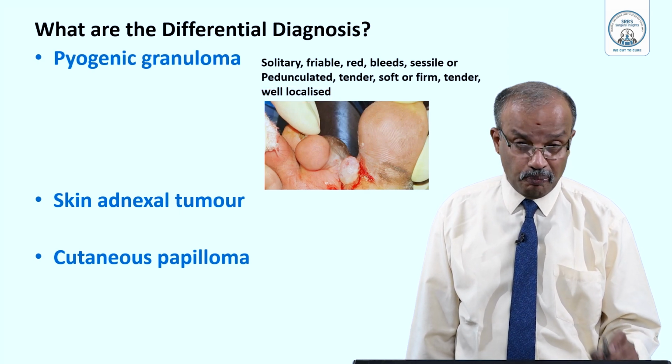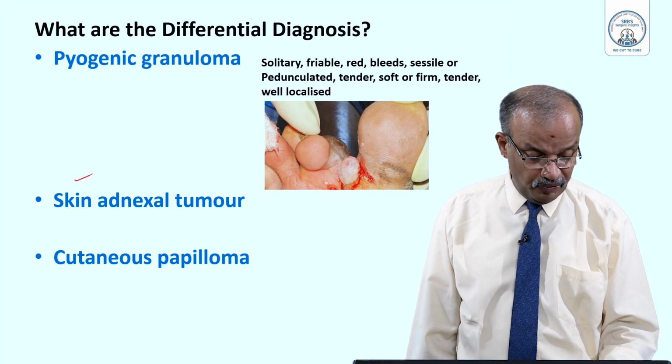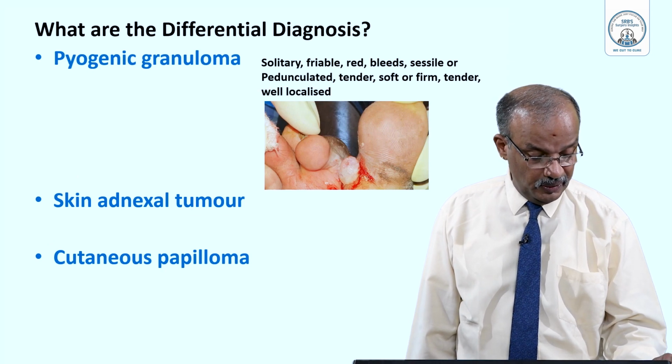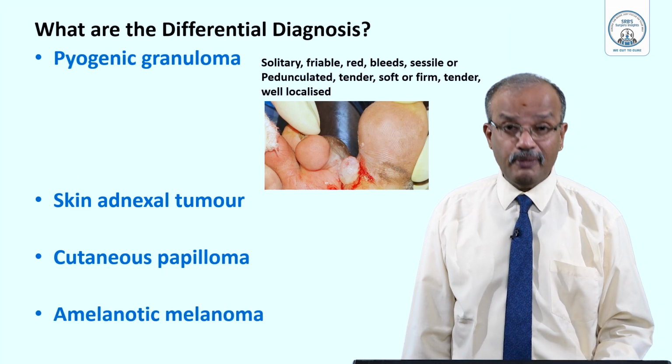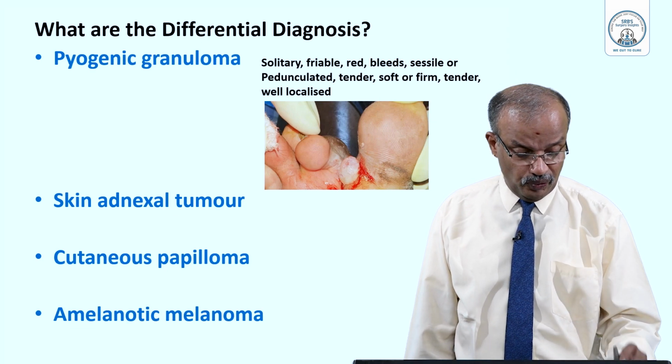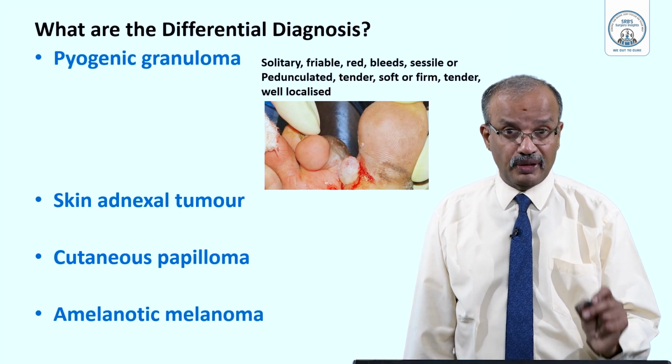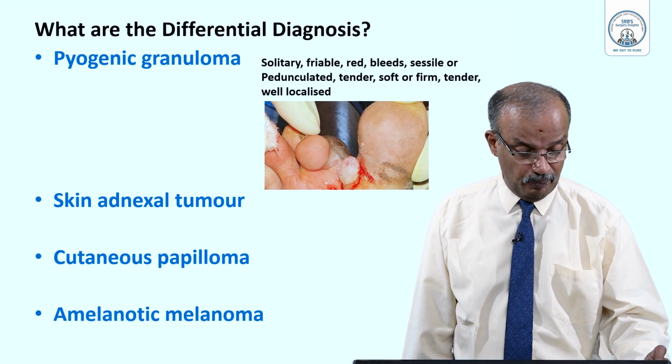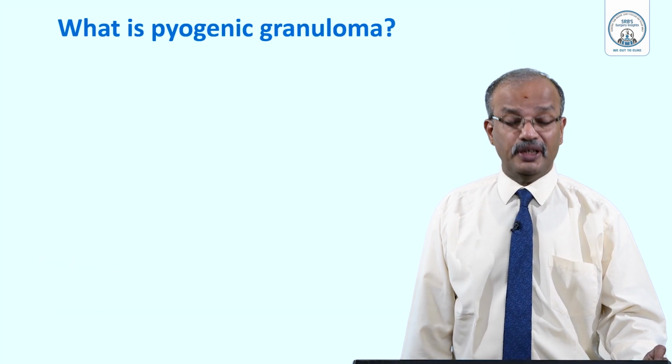So pyogenic granuloma, first diagnosis. This is the next differential diagnosis. This is the amelanotic melanoma. It's unlikely, but you have to keep it in mind. So these four conditions you always have to keep in mind when the patient presents with a swelling like this, remember. So what is pyogenic granuloma?